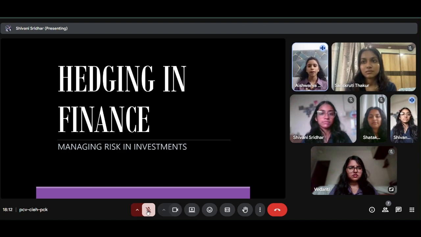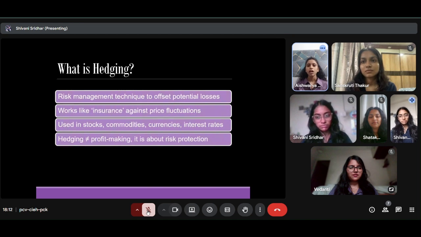Hedging is a risk management tool which is used to protect investors from losses. Just like an insurance that protects us from unexpected events, hedging protects investors and businesses from sudden changes in price. Hedging is not profit making, but it protects us from the risk and ensures stability.